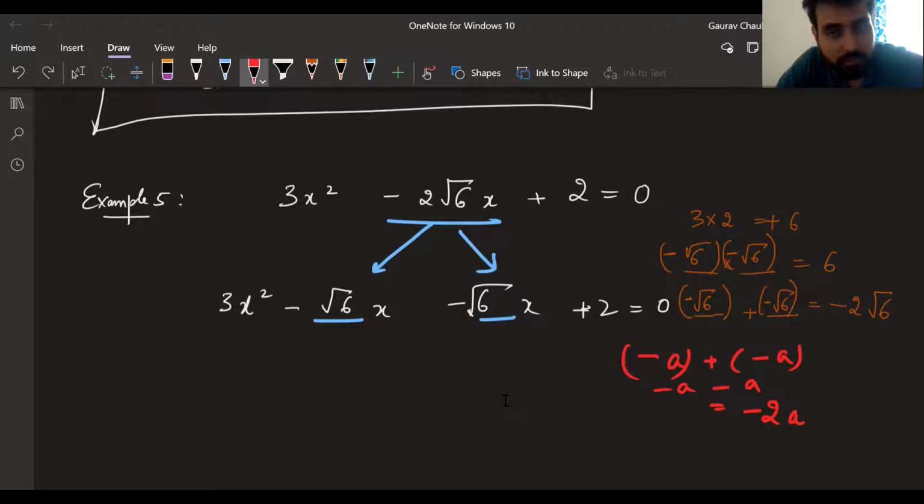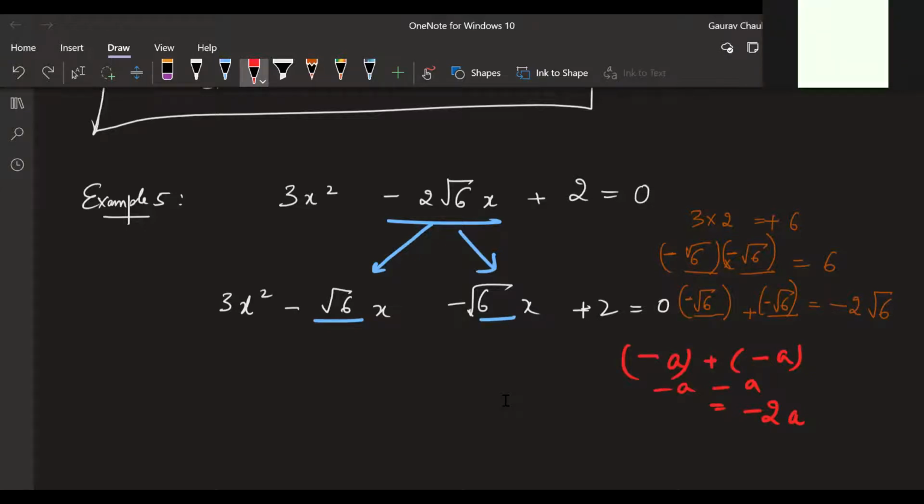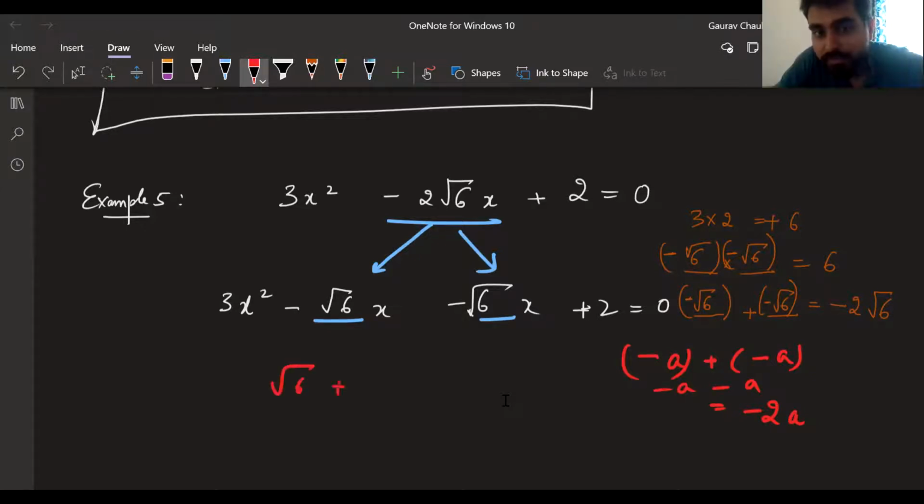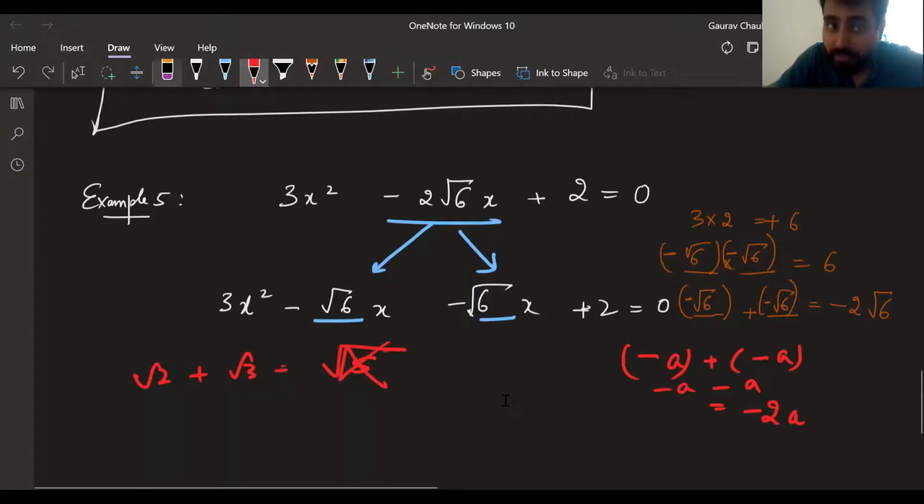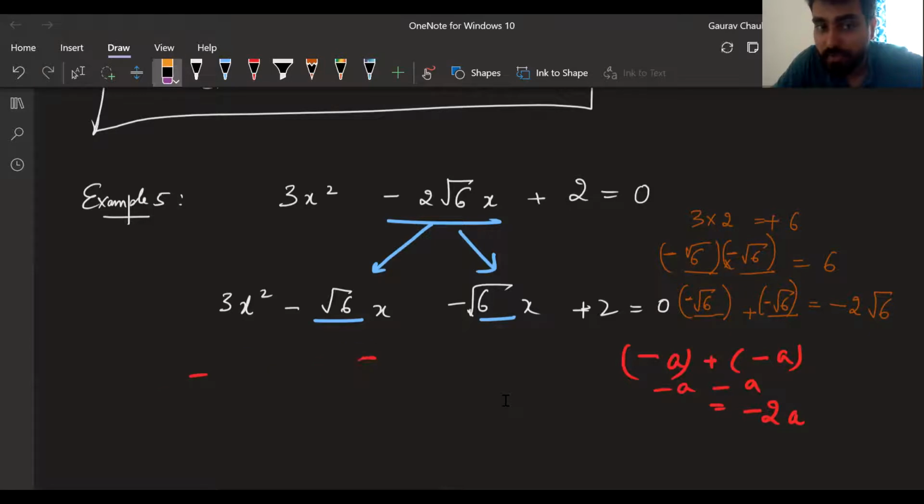Yes, sir. I cannot add root 6 plus anything. Root 2 plus root 3, I cannot add it as root over 5. This is not correct. Okay, Manisha? Here there are two irrationals. I cannot add them like this. Only in multiplication I can do this. If I have root 2 into root 3, only then I can write root over 2 into 3. Are we good, Manisha?